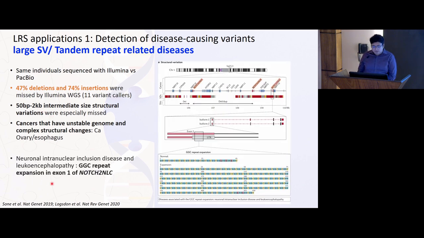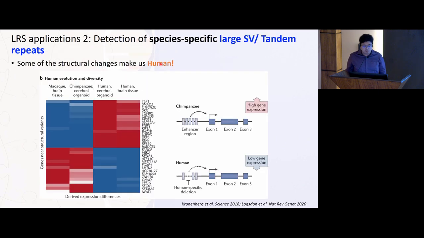This is an example where a novel GGC repeat was picked up in this gene in a child with leukoencephalopathy. So there are various kinds of applications where structural variants can be picked up much more easily using long read sequencing.